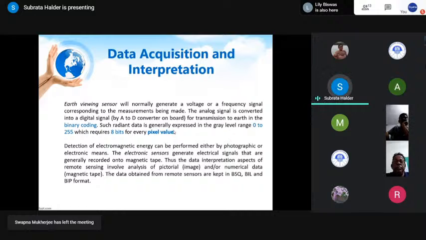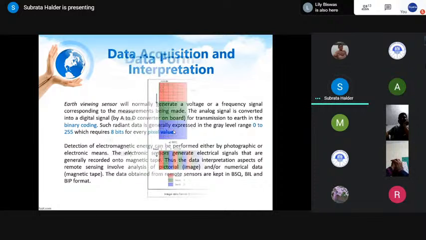Detection of electromagnetic energy can be performed either by photographic or electronic means. The electronic sensors generate electrical signals that are generally recorded onto magnetic tape. Thus, the data interpretation aspect of remote sensing involves analysis of pictorial or numerical data. The data obtained from the remote sensor are kept in BSQ, BIL, or BIP format.